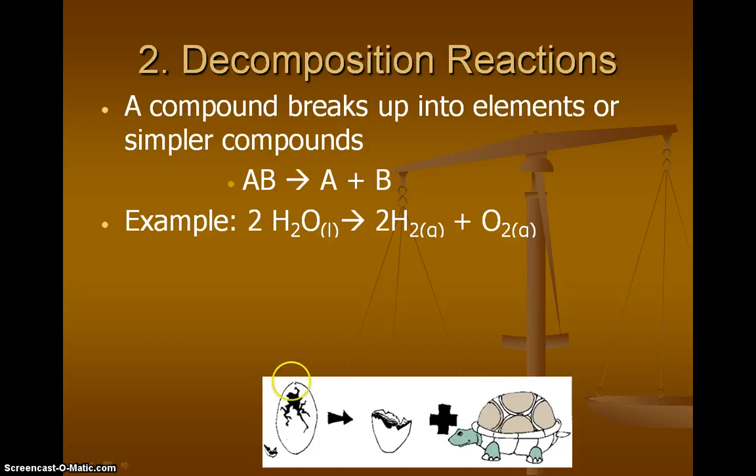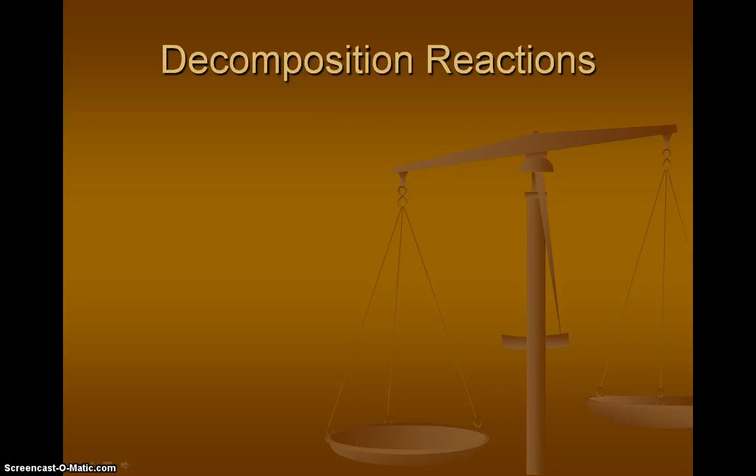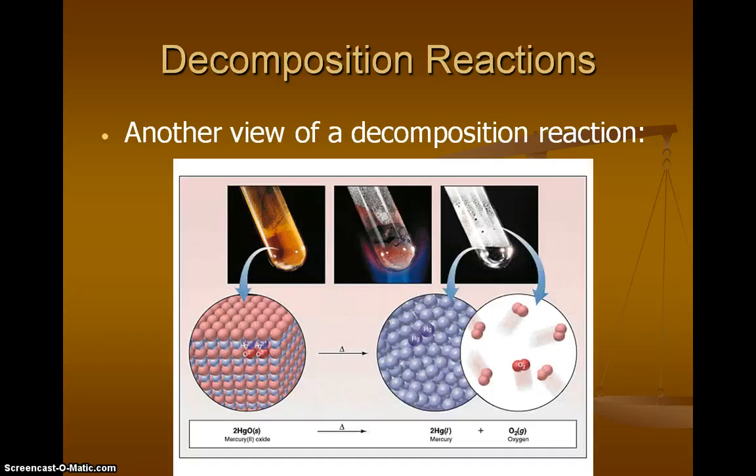Now to give you another idea, you've got an egg with a baby turtle in it, and that could react to form an eggshell and a baby turtle, which are the components that make up the original reactant. Now let's look at one more decomposition reaction.